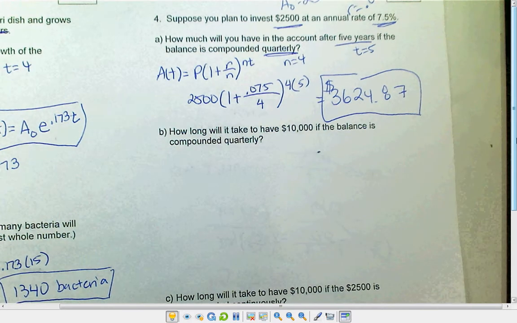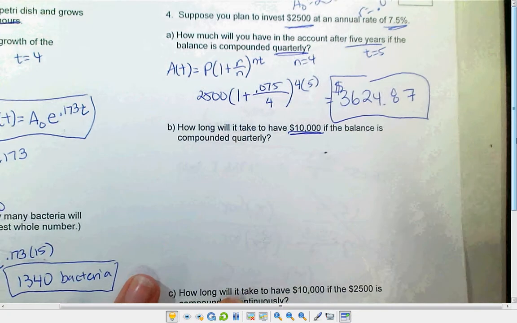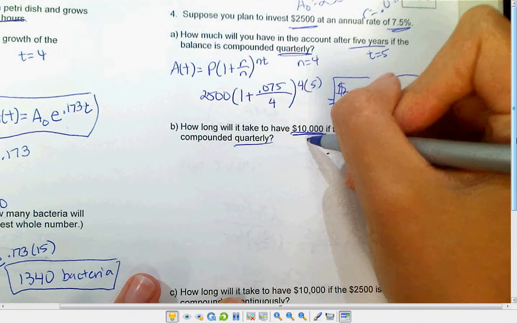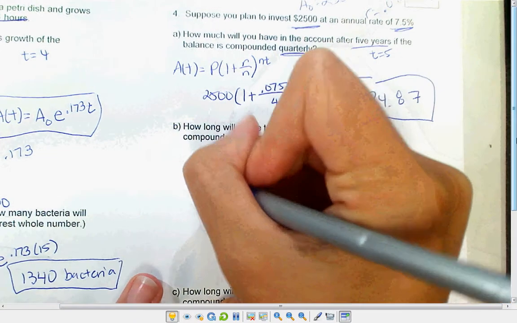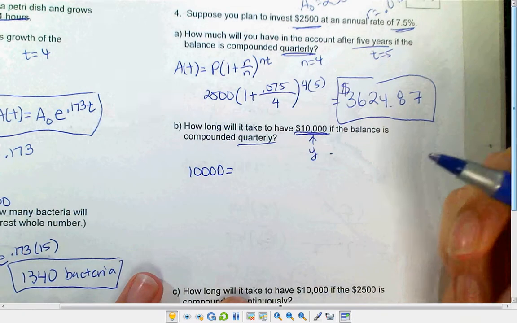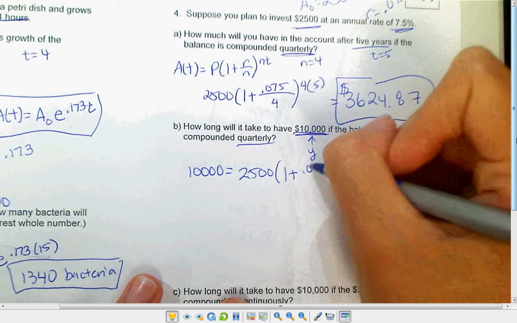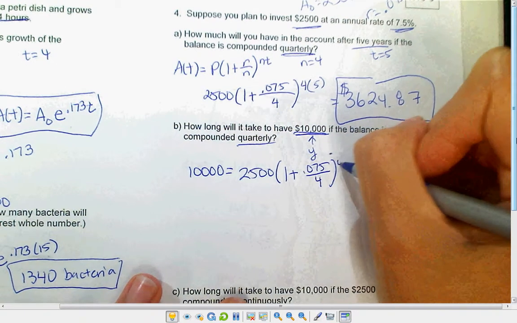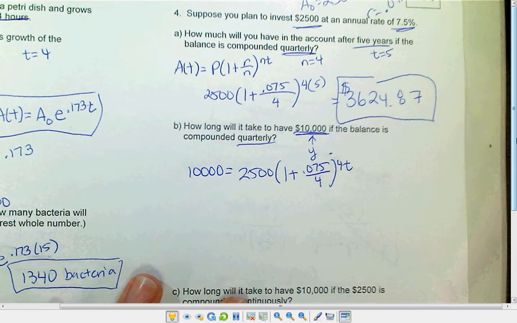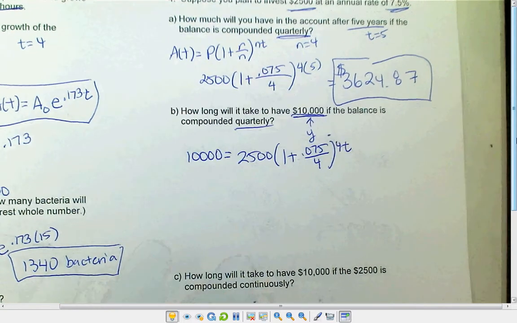For part B, how long will it take to have $10,000 if the balance is compounded quarterly? So this is now my y value. This is what I want to end up with. I know I started off with 2,500. My rate is still the same. It's still quarterly. The only thing I don't know is my t. So I'm still going to solve this the same way I have before.